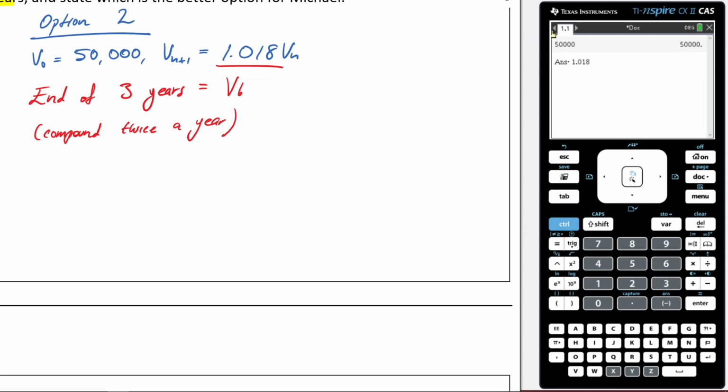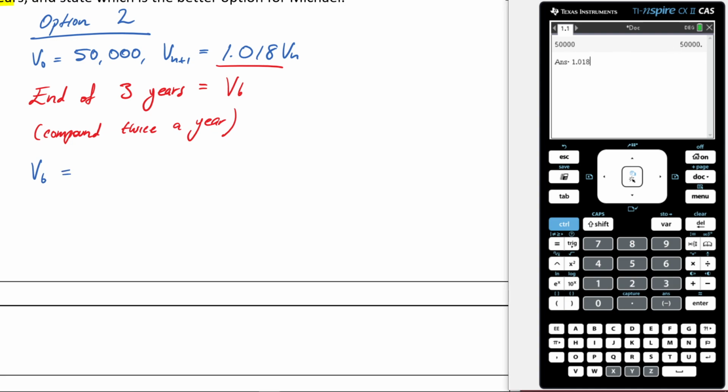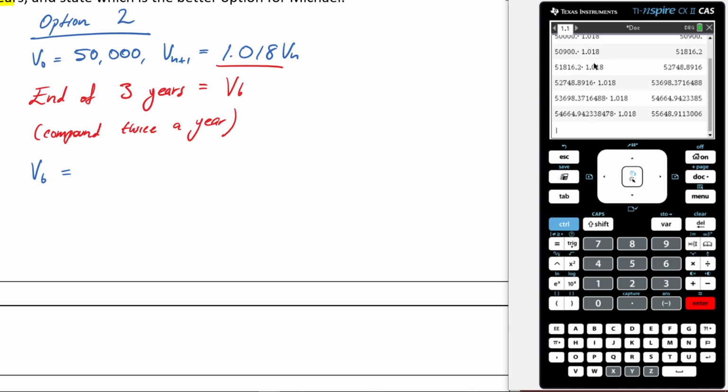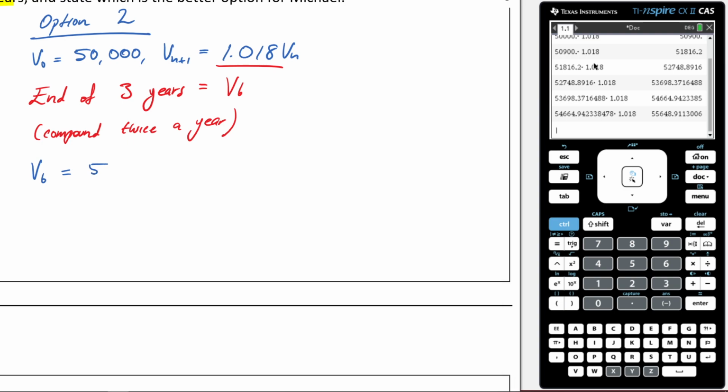Now, what I'm going to do is say, all right, what is V6 going to be? So I'm going to come to my trusty CAS. Now I've put in 50,000. I've times it by that. That's going to be 1, 2, 3, 4, 5, 6. It's going to be 55,648.911306. Therefore, I'm going to be paying $55,648.91. Now you have to figure out which is the better option.